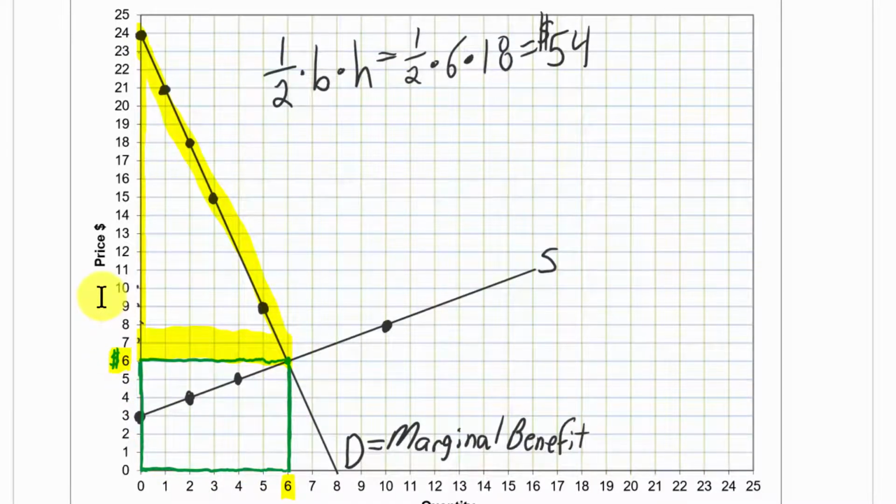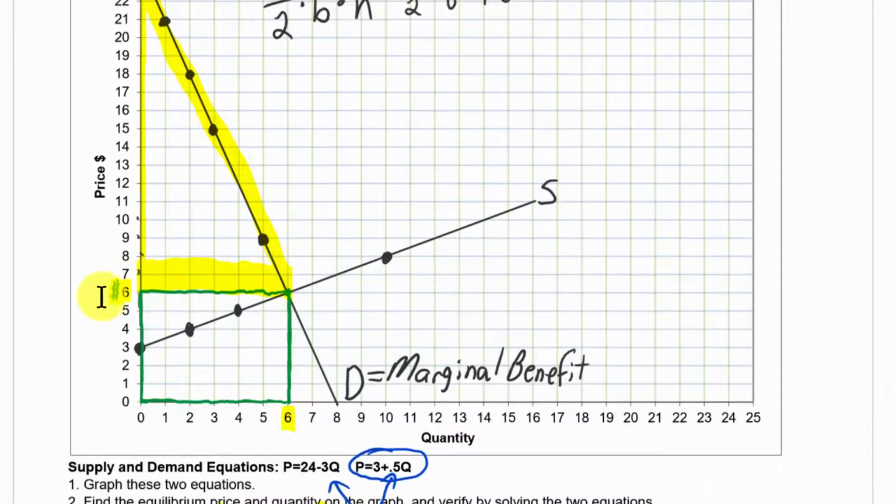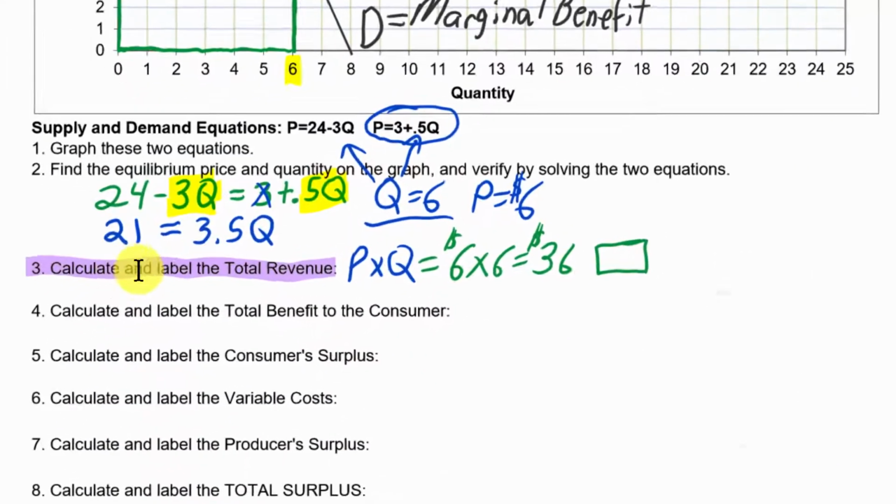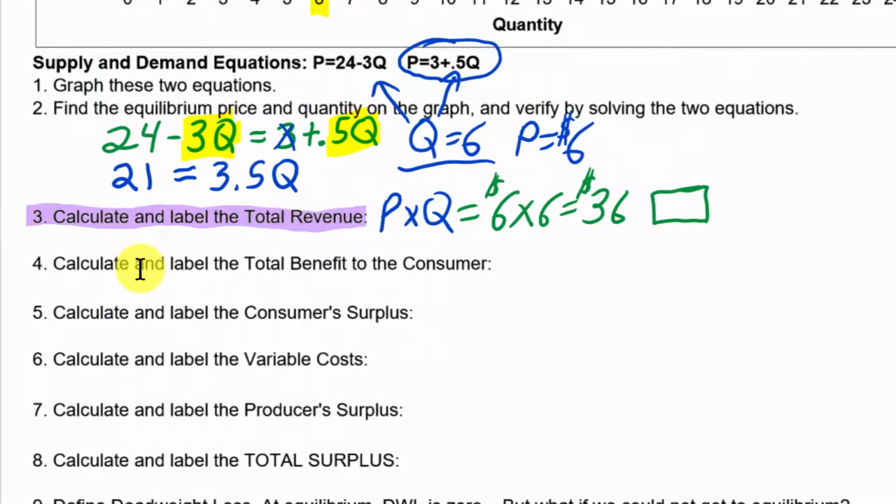All right, so the yellow triangle is $54 plus the total revenue is 36. 54 plus 36. The total area under the demand curve is $90. And that is the total benefit to the consumer, $90. And remember what that means. That's the most this person would be willing to pay to get the 6 boxes of cookies.